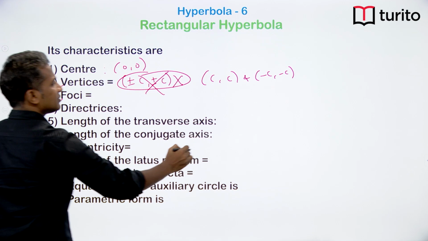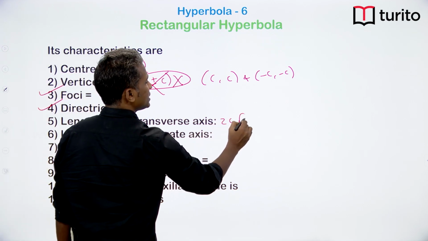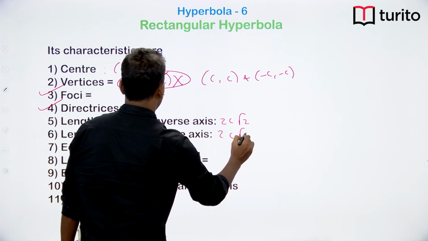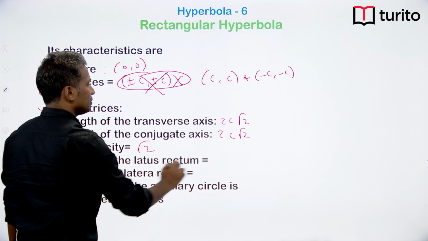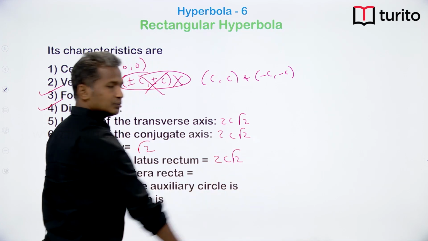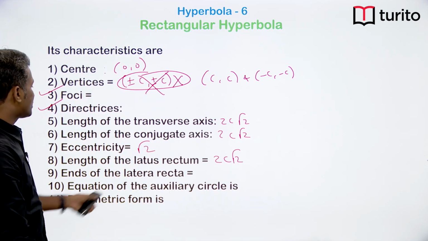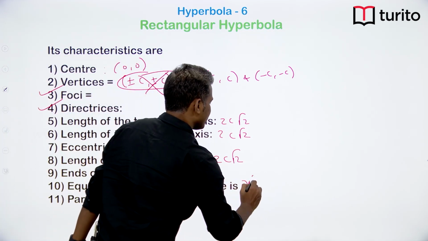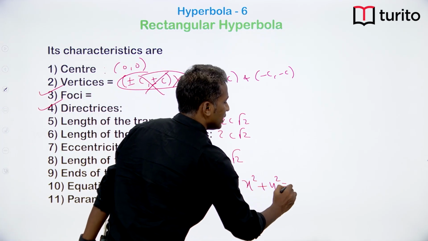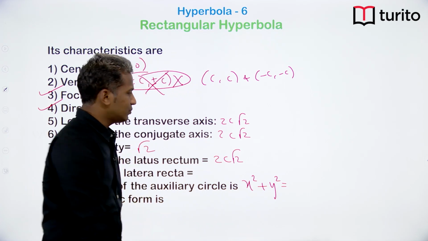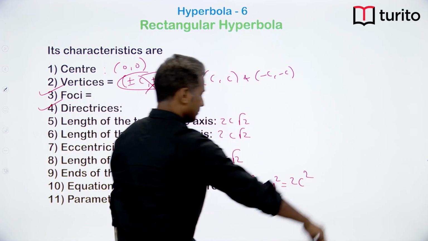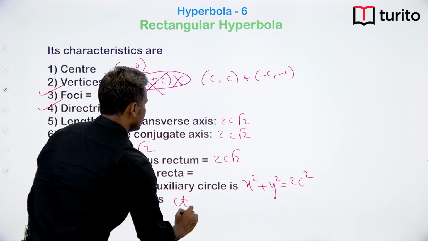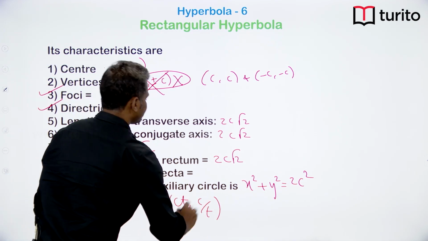Now, length of transverse axis is going to be 2a, which is 2c root 2. Similarly, conjugate axis is also 2c root 2. Eccentricity is root 2. Latus rectum is 2c root 2. Ends of latera recta, okay, before that, what is the auxiliary circle? x square plus y square is going to be equal to a square. a is c root 2, so it is 2c square. And similarly, parametric form, this we have already learned, ct, c by t.